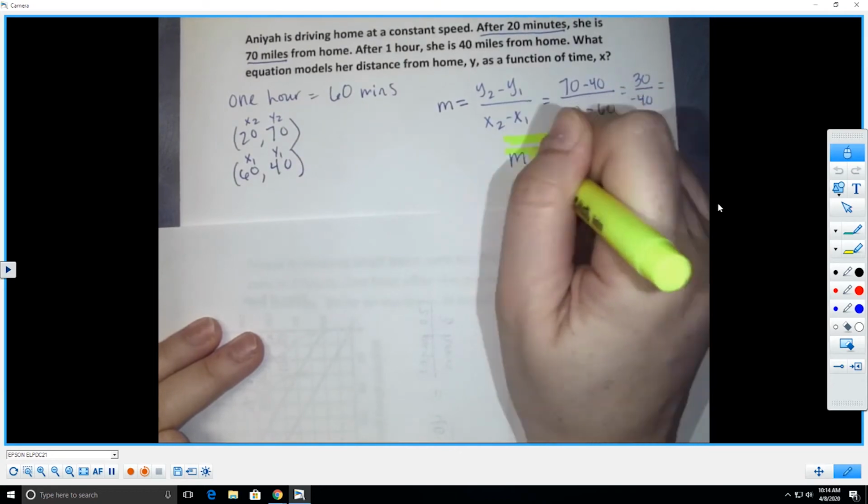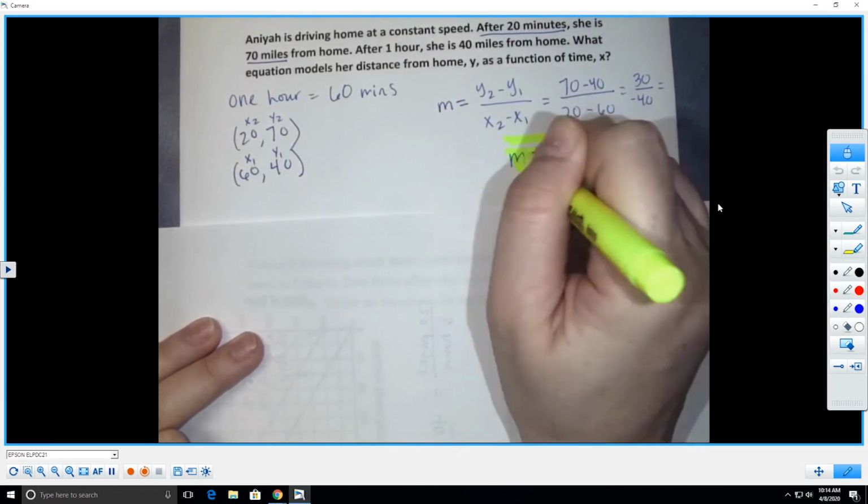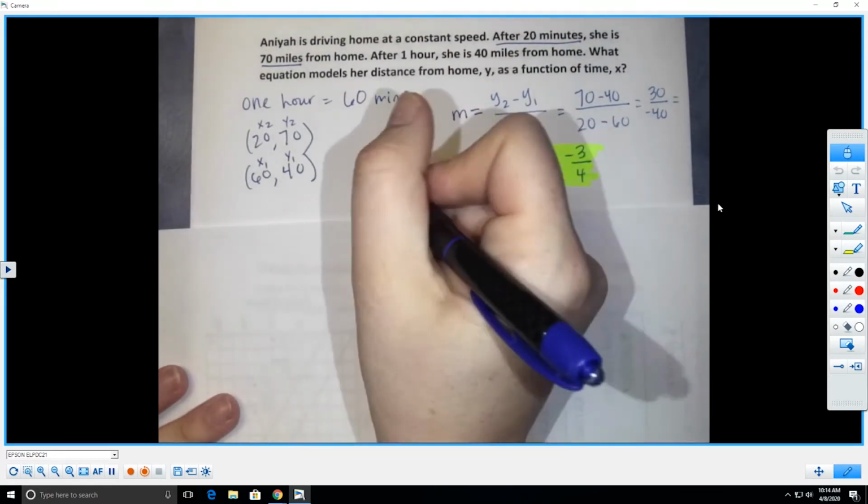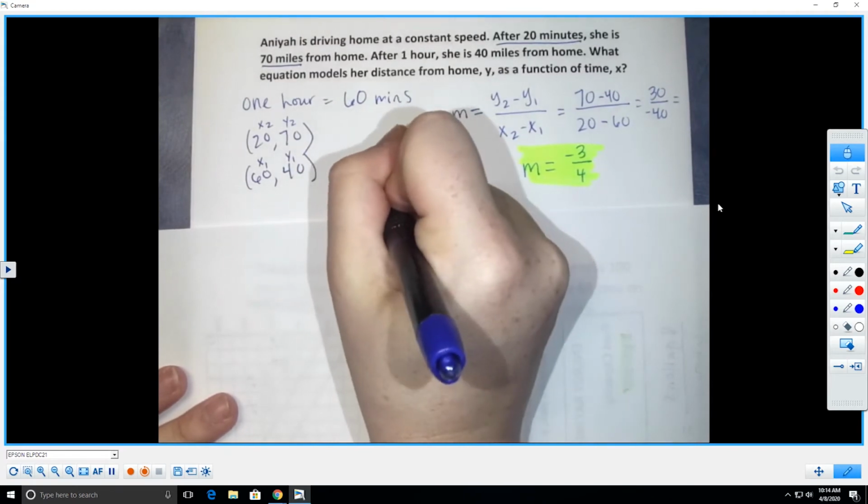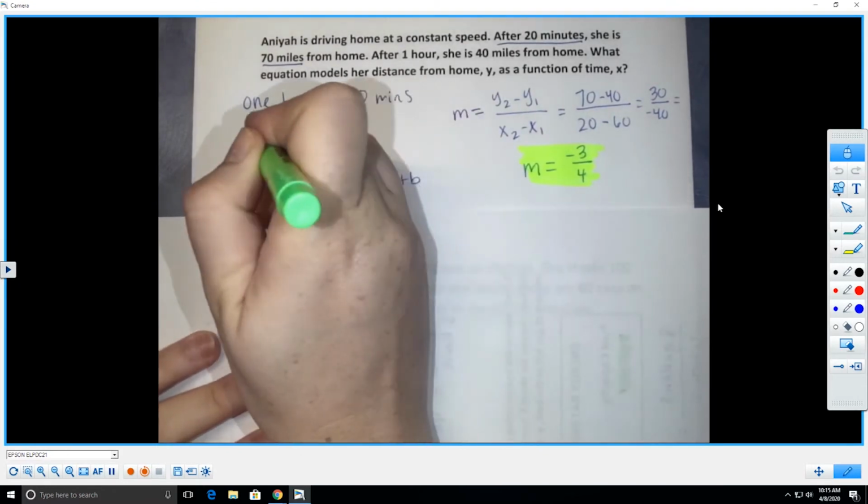Okay, so I've got my slope here. I'll highlight that for you. Now we're going to use this in 1 point to figure out my initial value, or my y-intercept. So I have y equals mx plus b. I'm going to use the point (20, 70) to figure out my initial value.